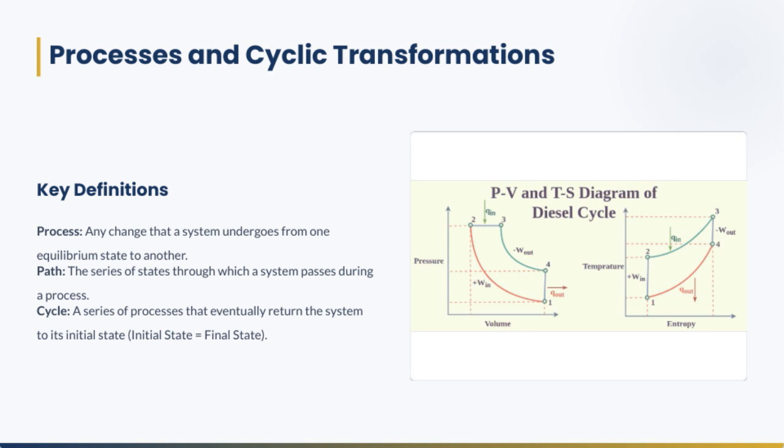A process, on the other hand, is any change the system undergoes as it moves from one equilibrium state to another. This could be a physical change, a chemical reaction, or any transformation that shifts the system's state. Understanding these key concepts helps us see how systems behave and transform over time, which is fundamental when analyzing cyclic processes in thermodynamics or other areas. Remember, cycles are important because they often represent real-world systems like engines or refrigerators, where returning to the initial state is crucial for continuous operation.